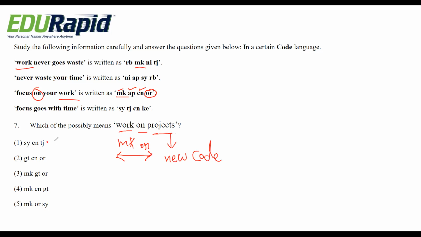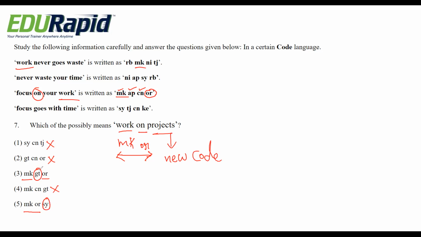In the first one, it is not present. In the second one, MK OR is not present. In the third one, MK and OR is present. And in the fourth sentence, MK and OR is not present. In the fifth one, MK OR is present. So in this, you have to eliminate which one is wrong.